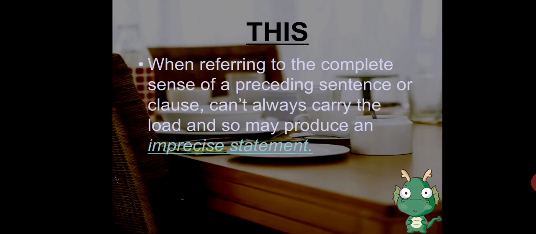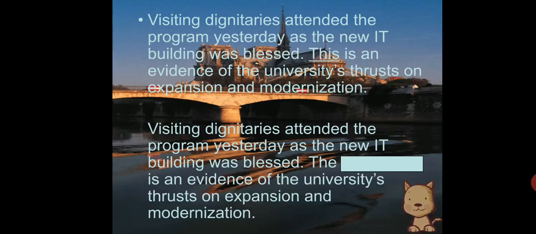Accurate din yun. When referring to the complete sense of a preceding sentence or clause, this cannot always carry the load and so may produce an imprecise statement. Academic ang madalas gumamit natin yung mga this. So ang naging question is, ano yung this? Example, visiting dignitaries attended the program yesterday as the new IT building was blessed. This is an evidence of the university's trusts on expansion and modernization.